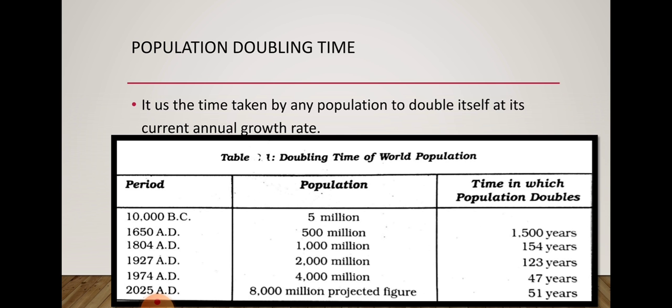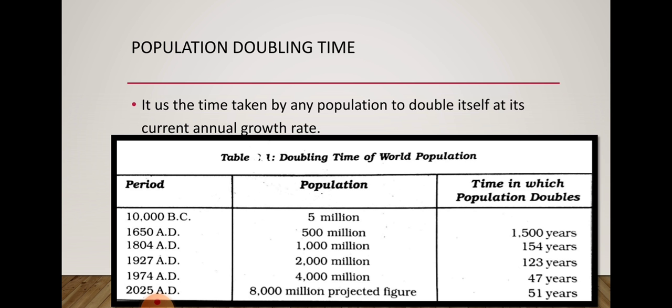Now, population doubling time. We have already discussed it, but I am telling you again: population doubling time is the time taken by a population to double itself at the current annual growth rate. In this chart, you can see the different time periods, the population, and the time it has taken to double. This kind of chart can be provided in the exam, and questions can be asked from it, like in which period of time the population has doubled itself.